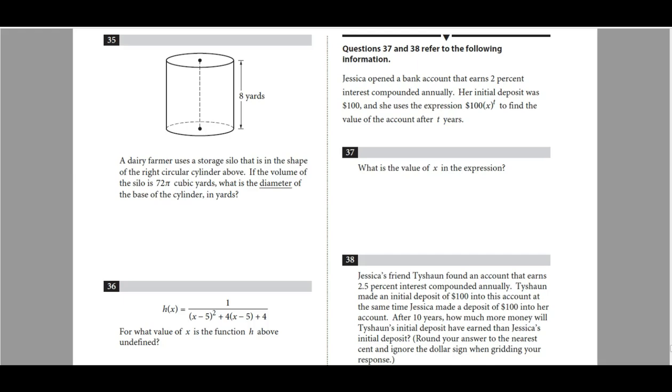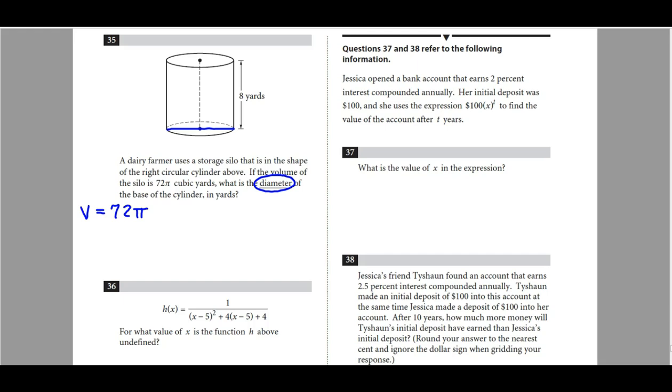All right, a geometry problem. Number 35, we have a cylinder here. It says a dairy farmer uses a storage silo that is in the shape of a right cylinder above. If the volume of the silo is 72 pi cubic yards, so the volume is 72 pi cubic yards, what is the diameter of the base of the cylinder? So we're trying to figure out what the diameter is. The diameter is the distance across down here.